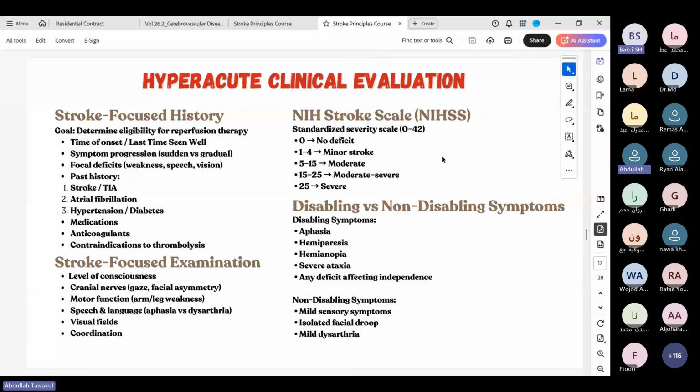And the reason why we use the NIH stroke scale is for 2 reasons. One is to quantify the deficit. Number 2 is to predict the presence of large vessel occlusion. Clear? So one, to quantify the deficit. And what's the point of quantifying the deficit? Any idea? Why do we need to quantify the deficit?